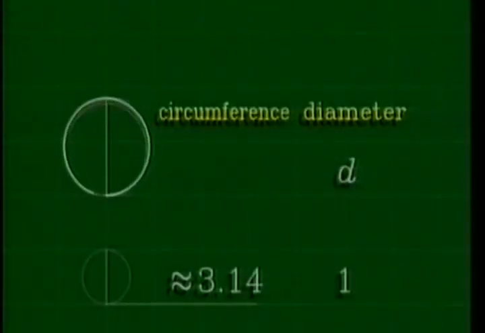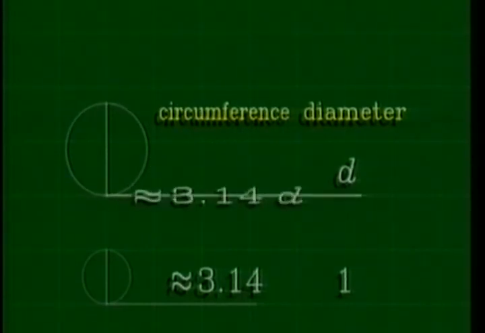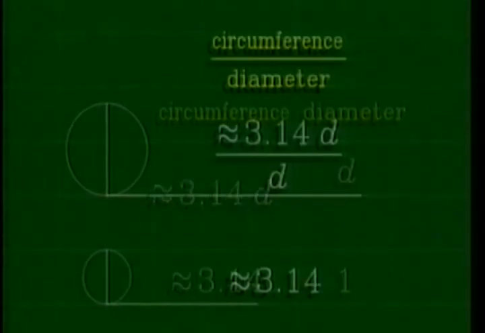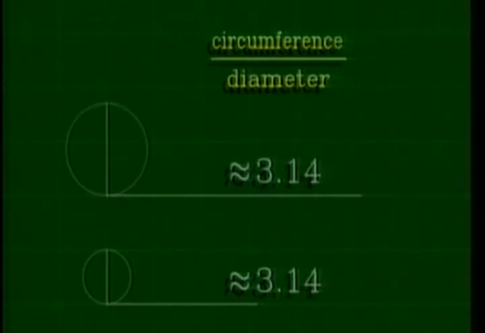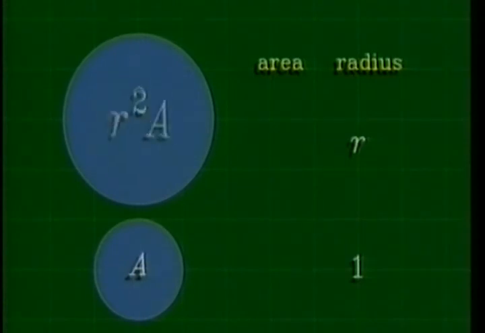The circumference of any circle is a little more than 3 times its diameter. In other words, the ratio of circumference to diameter is about 3.14, a fundamental constant of nature denoted by the Greek letter pi. The area of a circular disk is some number times the square of its radius. This factor A is another fundamental constant of nature. Surprise, it's the same number pi.